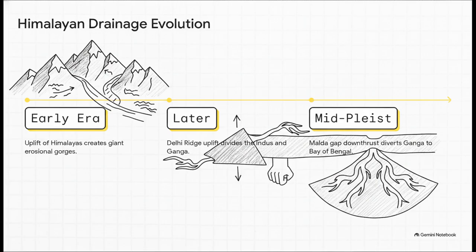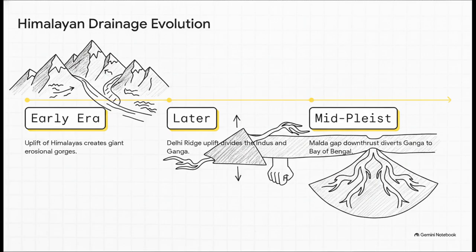First, as the Himalayas pushed upward, the rivers essentially kept pace by eroding the rising rock, carving out giant, deep gorges. Later on, the uplift of the Potwar Plateau, which includes the Delhi Ridge, acted as a massive physical barrier that decisively separated the Indus and Ganga drainage systems.